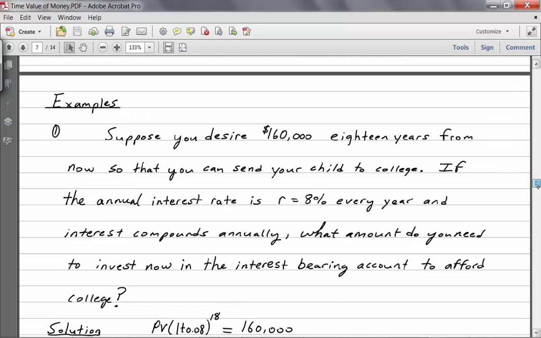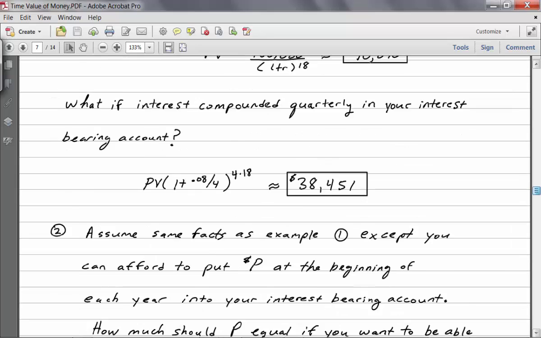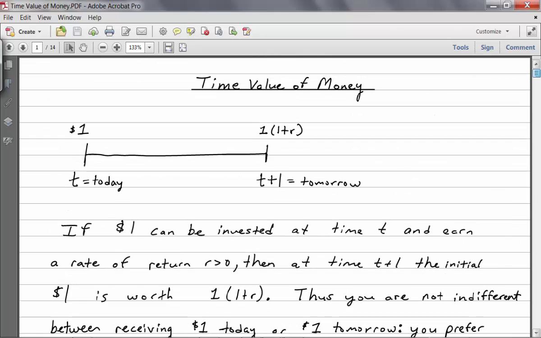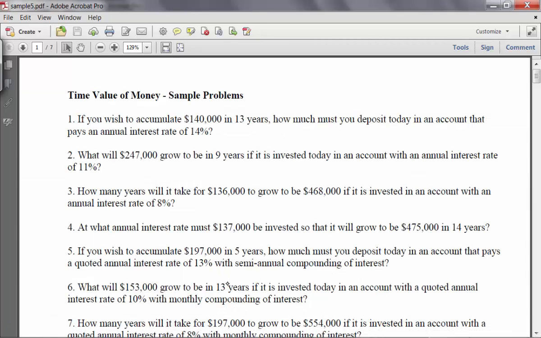For example, we looked at how to calculate the monthly payment you would make to the bank if you take out a loan for your house. Or, for example, suppose you want to send your child to college in 18 years. How much do you need to put in the bank now to be able to afford college in 18 years? Or if you can put money in the bank every year, how much do you put in? So that's an annuity one. So I did a few examples, but in this video we're going to go through several more examples, starting right here, to try to illustrate these concepts.